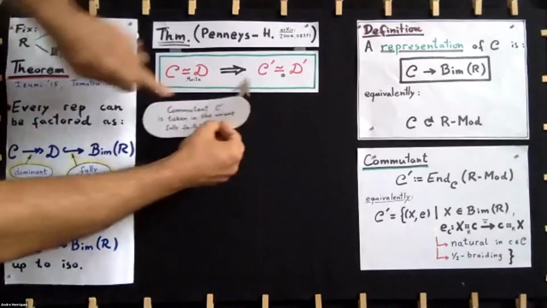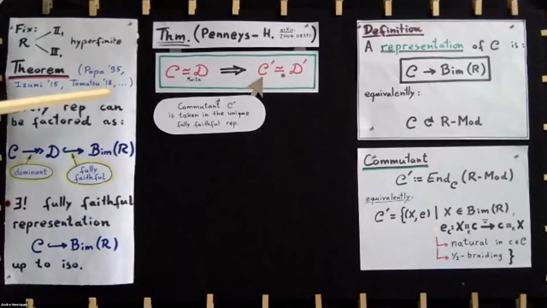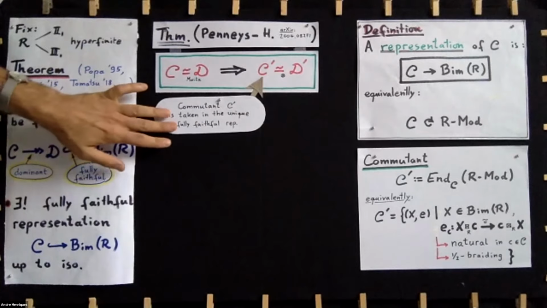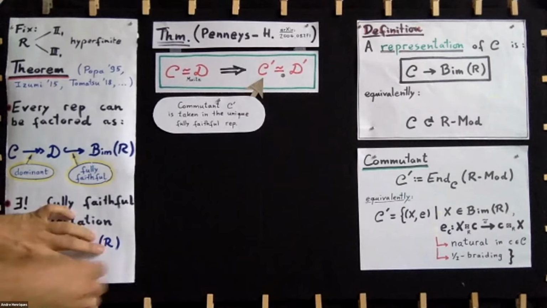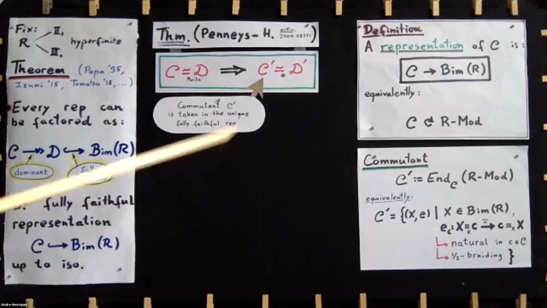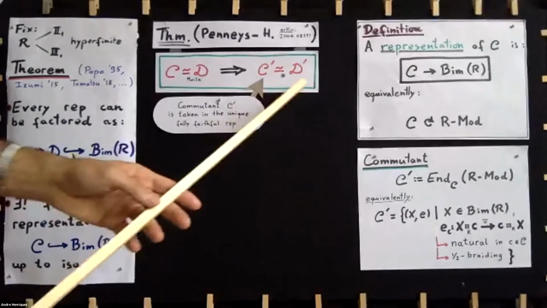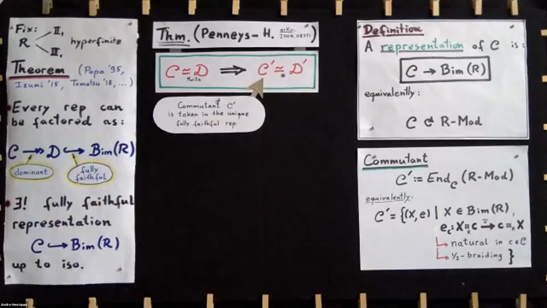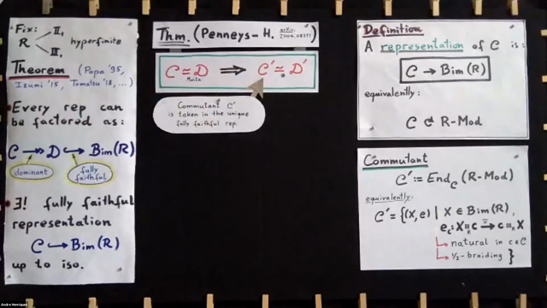And so take C and D to be two Morita equivalent categories, and take C prime to be the commutant in the unique fully faithful representation. I mean, we talked about them being unique. That's this thing here. And similarly, take D prime to be the commutant of D in the unique fully faithful representation of D. Then these two are equivalent as tensor categories. So these were just Morita equivalent, and they become equivalent in a stronger sense.